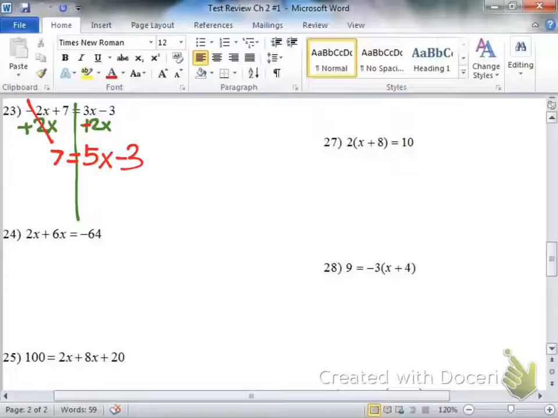What next? Add what? Add 3. Very good. 7 plus 3 is 10, and that equals 5x. Then what? Divide by 5. 10 divided by 5 is 2, and that equals x. So 2 equals x, or x equals 2. Either way is good for me. Questions?